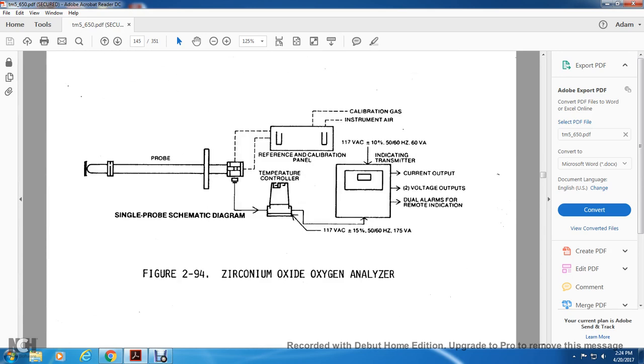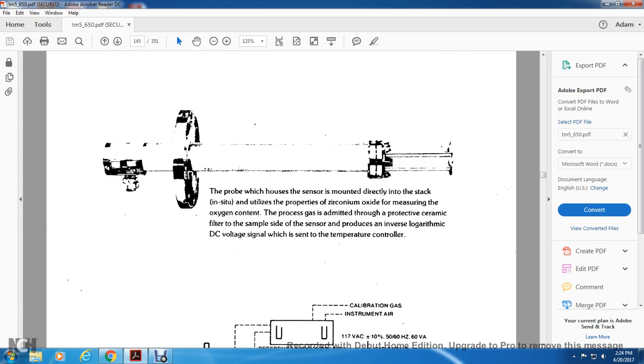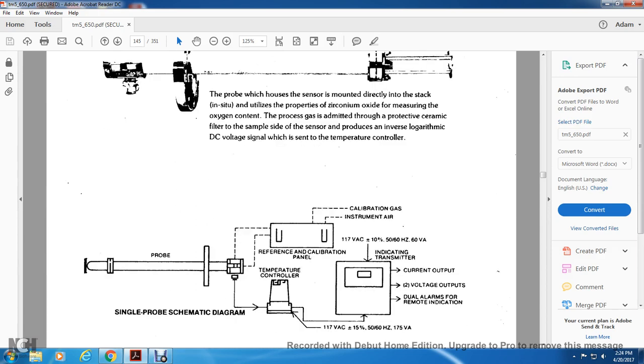294, zirconium oxide oxygen analyzer. The probe and housing of the sensor are mounted directly in the stack. It utilizes the property of zirconium oxide to measure the oxygen content. The process gas passes through the protective ceramic filter, and the sample side of the sensor produces an inverse logarithmic DC voltage signal, which is sent to the temperature control.